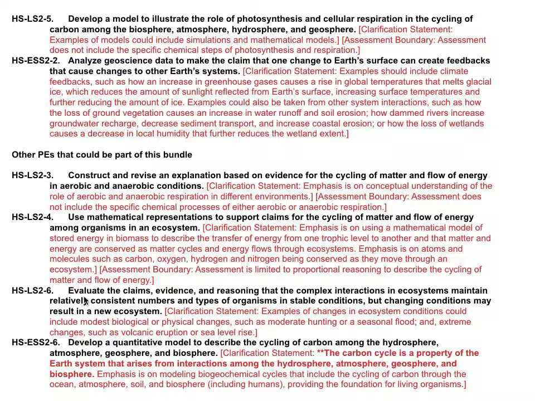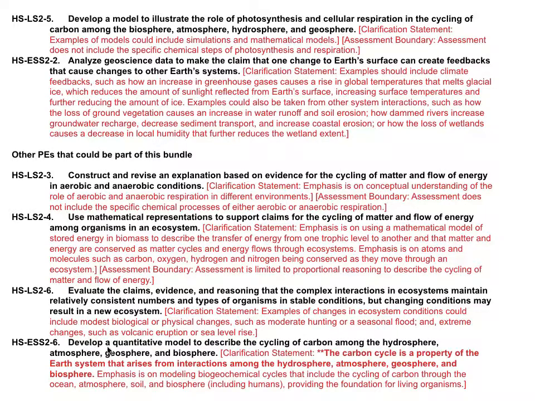This one here, evaluate claims, evidence, and reasoning that the complex interactions in an ecosystem maintain relatively consistent numbers and types of organisms in stable conditions, but changing conditions may result in a new ecosystem. Did we see any changing conditions? And did we see changes in the types of organisms that were there in those green areas? Absolutely. So in fact, you might be able to move this one up into the category of things that we actually did address.